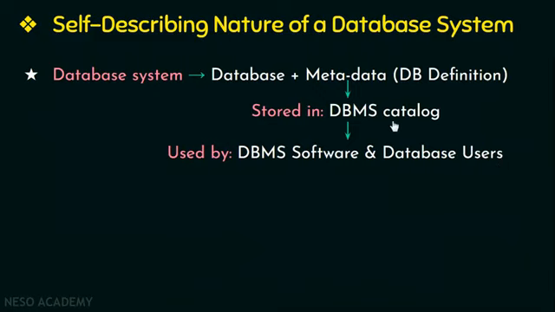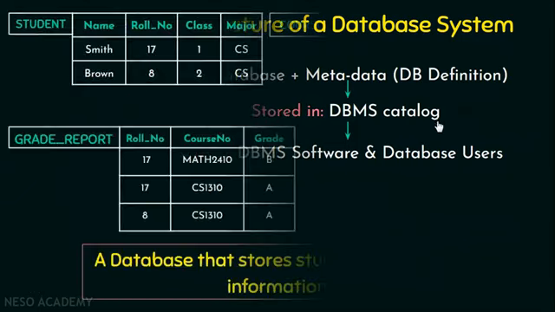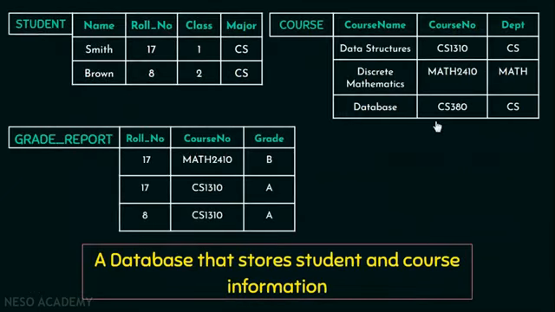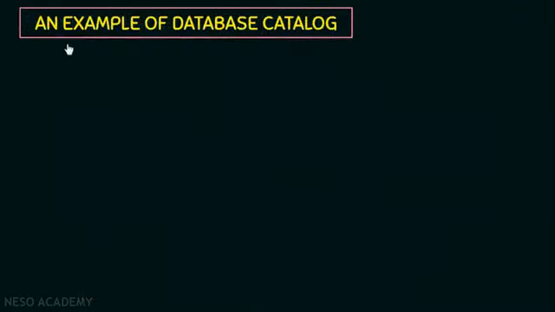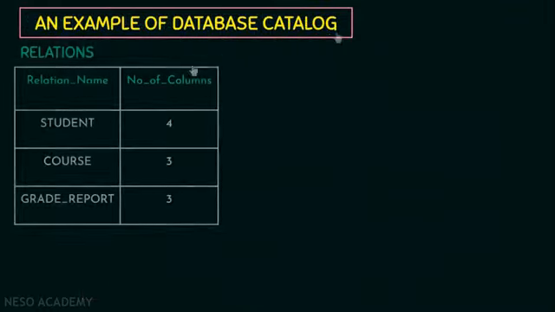Let us just see an example of a catalog so that you understand better. In the previous video, we have taken this very simple example of a university database that stores student and course information. So based on this very simple example, let us see an example of a catalog. So here we'll see an example of a database catalog where relations or table name along with the number of columns are mentioned. In our example of university database, we have three tables or three relations. The first table that we have is the student table with 4 columns. Then we have the course table with 3 columns. And then finally, the grade report table with 3 columns.